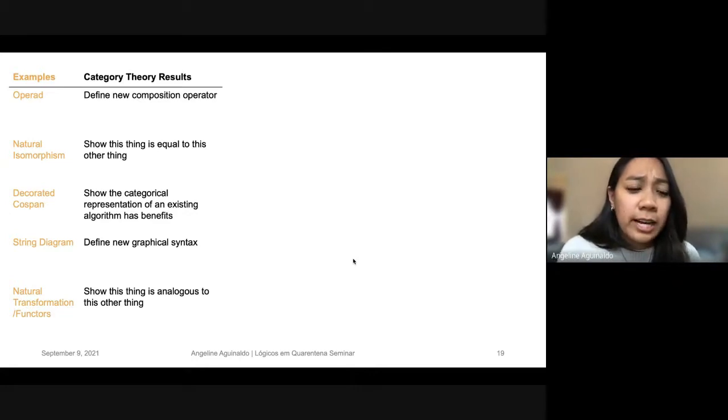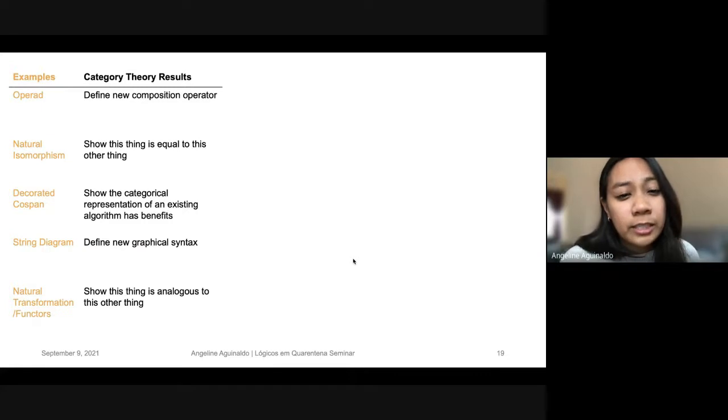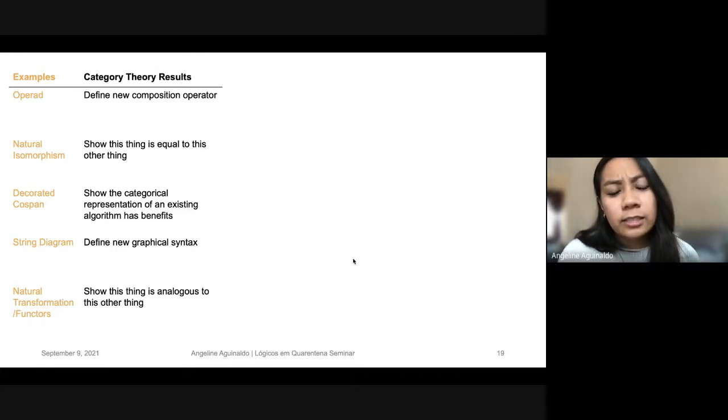Okay, and the last result that I'm seeing is the desire to show that things are analogous to other things. This is the use of natural transformations and functors, from what I can tell, and there's this desire to make claims about how close or how similar things are to other things.